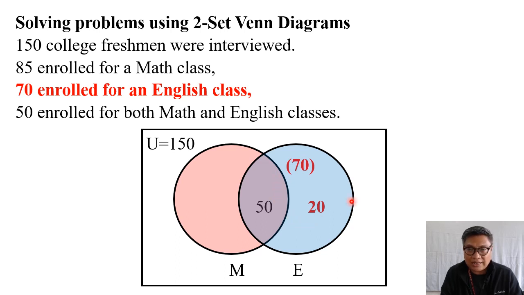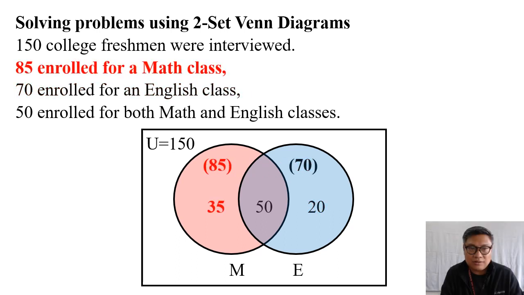Now for the math class. Again, there is a total of 85 who enrolled in math class. Because we already have 50 here who had math class and at the same time English class, we need to subtract again, 85 minus 50, and the remaining is 35. This 35, class, is the number of freshmen who only had math class, but they don't have an English class. Now, this 50 here had a math class, but at the same time they also have an English class, so again, a total of 85.